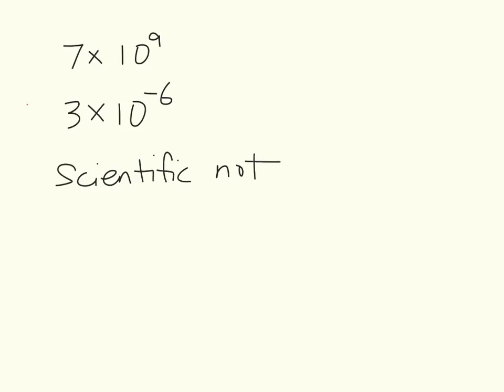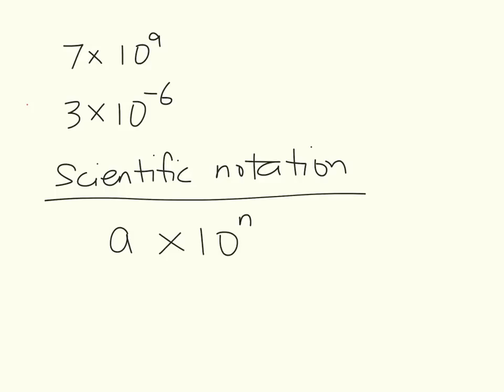Now let's look at those two numbers that we wrote earlier: 7 times 10 to the power of 9, and the other number, 3 times 10 to the power of negative 6. These two numbers are in scientific notation, and I'm going to give you the rule for scientific notation. When you write a number in scientific notation, you write it in the form a times 10 to the power of n. This a, the coefficient, has to be greater than or equal to 1 but less than 10. And n has to be an integer.